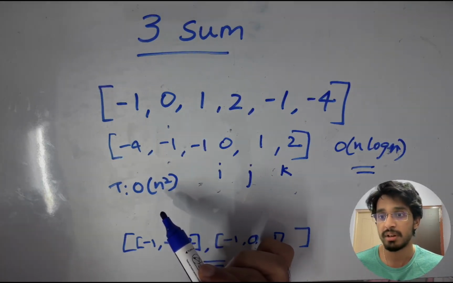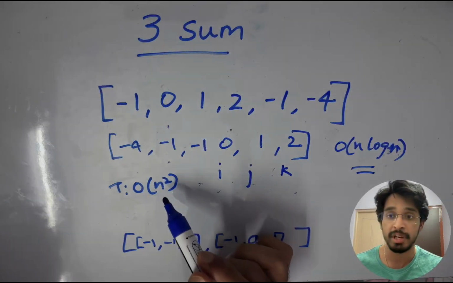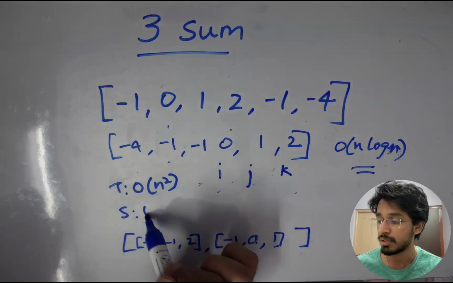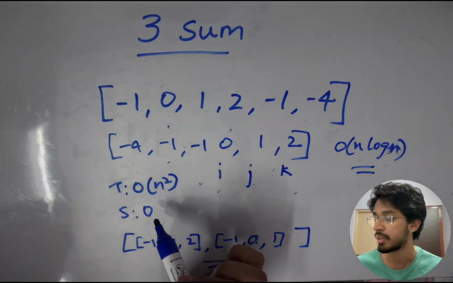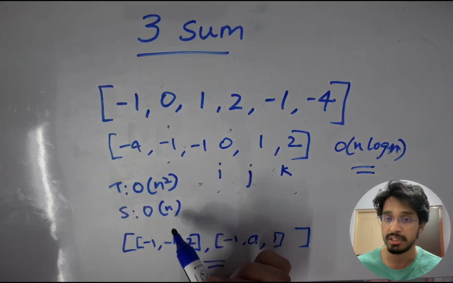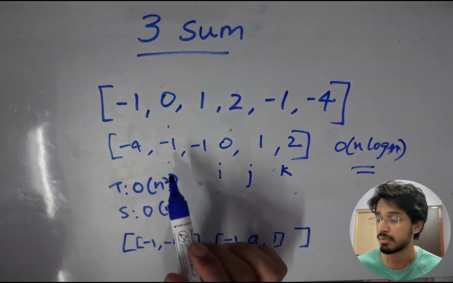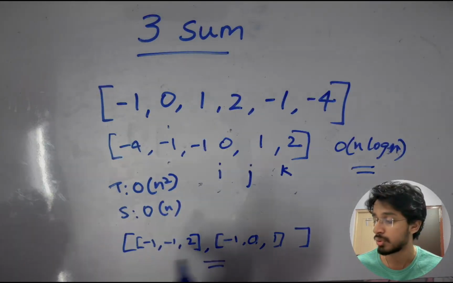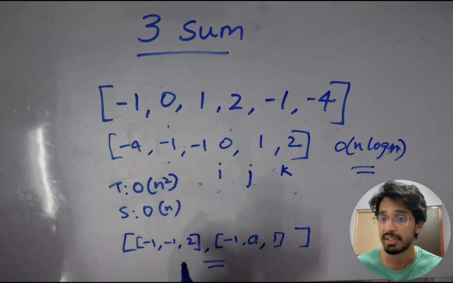We are helpless to bring the time complexity down to O of n. And the space complexity is O of 1 or O of n, I'm not sure. Actually it is O of n, because in the worst case we might have all the triplets within the given array. Okay, so we'll be having the whole array itself as triplets.